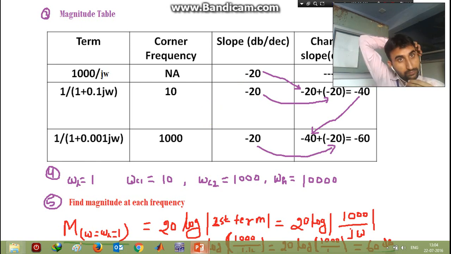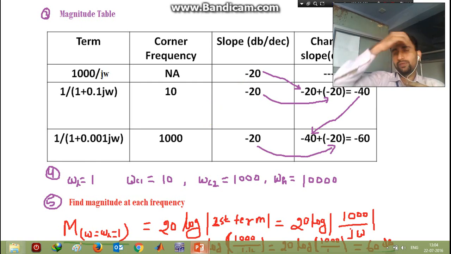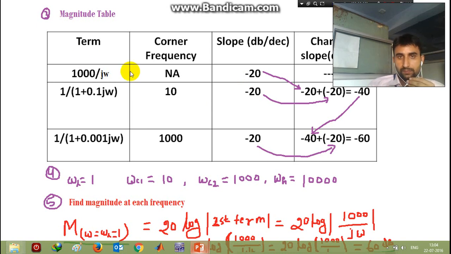Welcome back to the tutorial video on drawing the Bode plot. In the previous slide we studied the first two steps, and we are discussing the third step here.